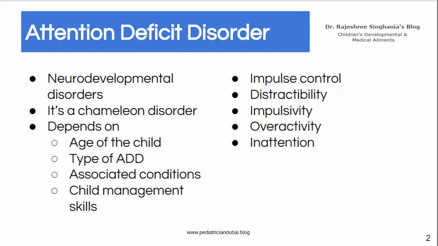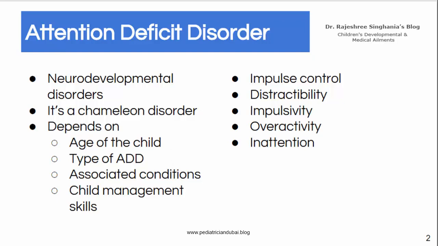It changes, it is masked, and it doesn't present the way you think it should. Many kids are not hyperactive, and it all depends upon the type of ADD. It also depends on the age of the child. A child who is hyperactive as a preschooler may become an inattentive teenager. It also depends on associated conditions. If the child has depression, he may be withdrawn and the hyperactivity is masked, or he may become oppositional and difficult if he has ODD.